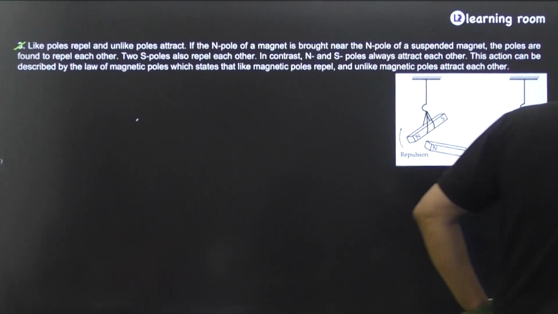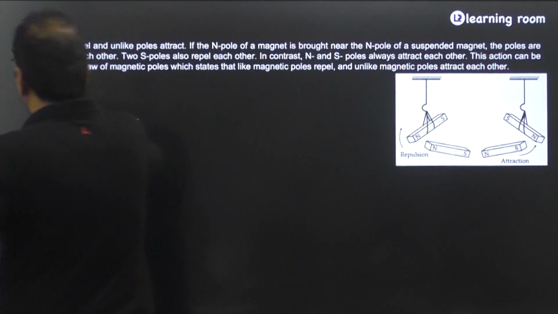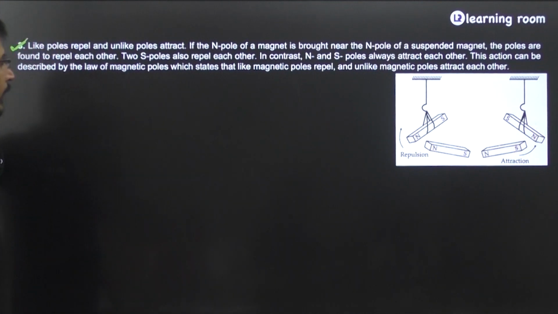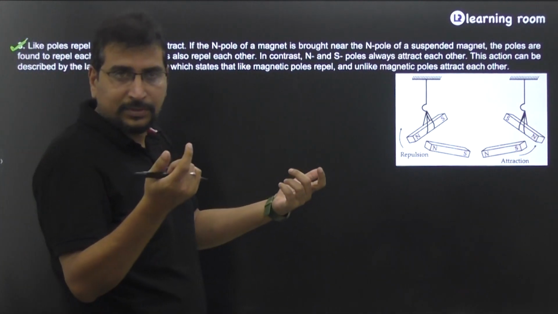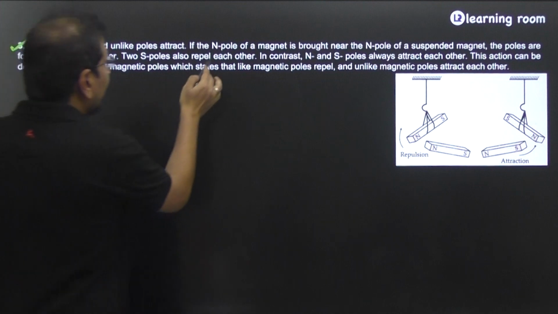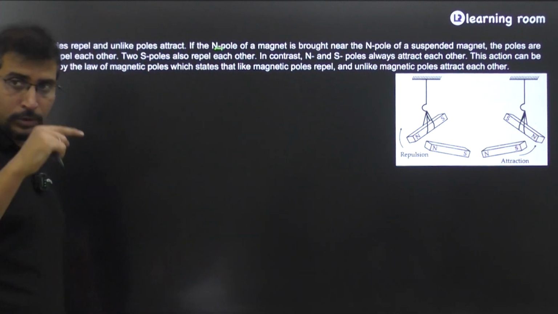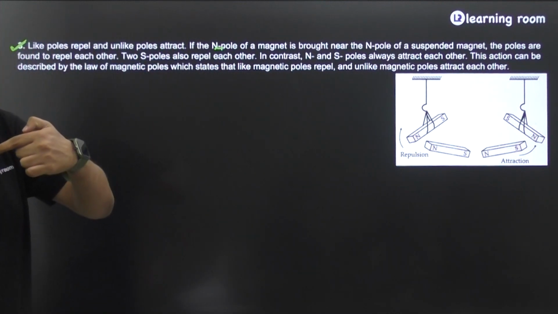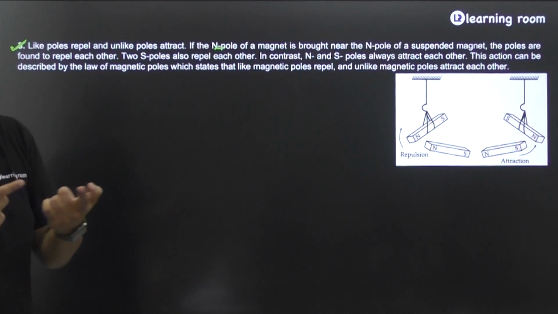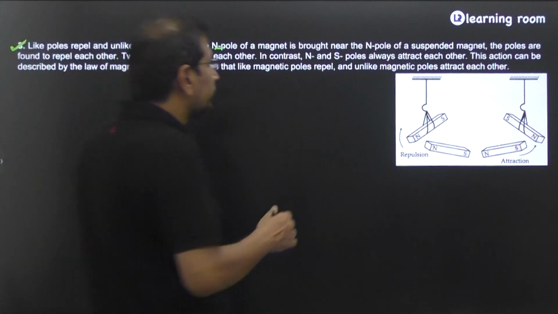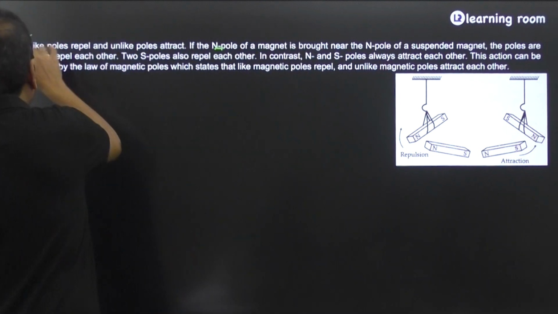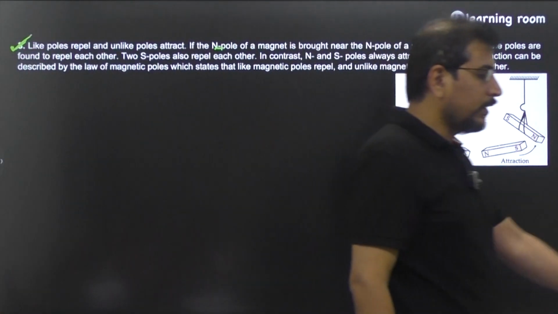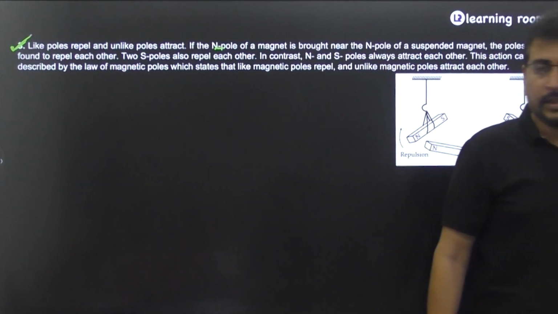So the third property is going to be like poles repel and unlike poles attract. If you take two magnets and suspend them in such a way that the north pole of the first magnet is coming closer to the north pole of the second magnet, they are obviously going to repel, and the vice versa is going to happen for the reverse poles, right? So that's what the third property says. Like poles repel and unlike poles are going to attract.